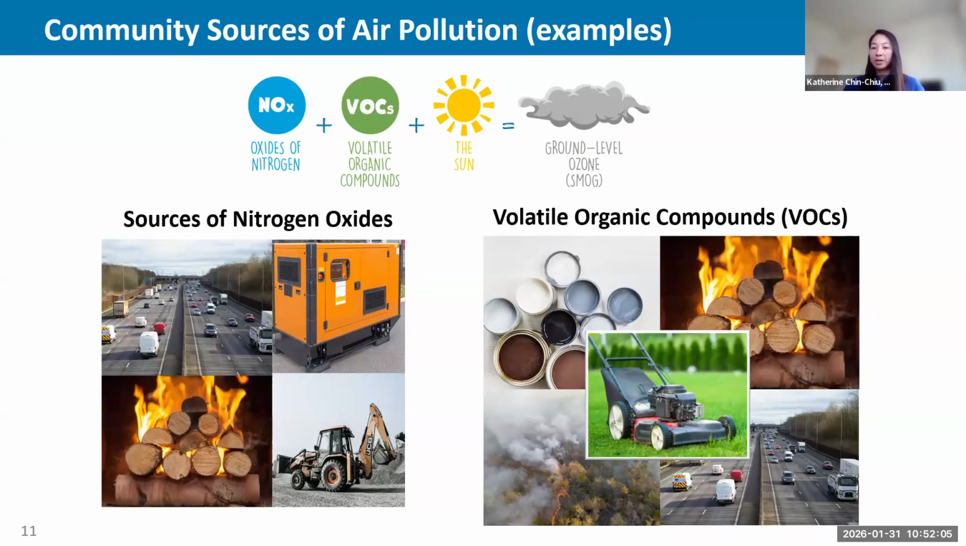One air pollutant that you may have heard of that's important to the Sacramento region is ground level ozone, which is also known as smog. And this is created when oxides of nitrogen react with volatile organic compounds in the presence of sunlight. Some sources of nitrogen oxides include vehicle exhaust, engine exhaust, residential wood burning, and construction equipment. Some sources of volatile organic compounds include paints and solvents, residential wood burning, wildfire smoke, vehicle exhaust, gas-powered lawn and garden equipment, to name a few.